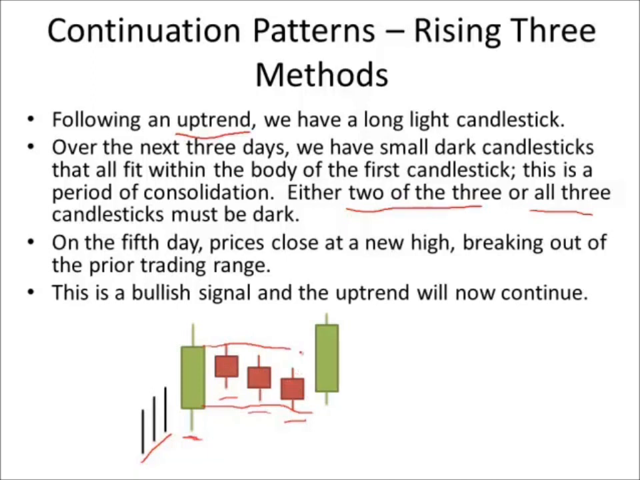Now on the 5th day, prices will close at a new high. So we have this consolidation, and then we have another green candle where the prices close up here at a new high, which is higher than any of these have made. That's essentially breaking out of the prior day's range. We have these lines here, which are the prior day's range, and then we have an upward breakout. This breakout is a bullish signal, and it tells us that the uptrend will now continue. This completes the rising 3 methods pattern. It is a bullish pattern which has a consolidation period followed by a breakout to the upside.